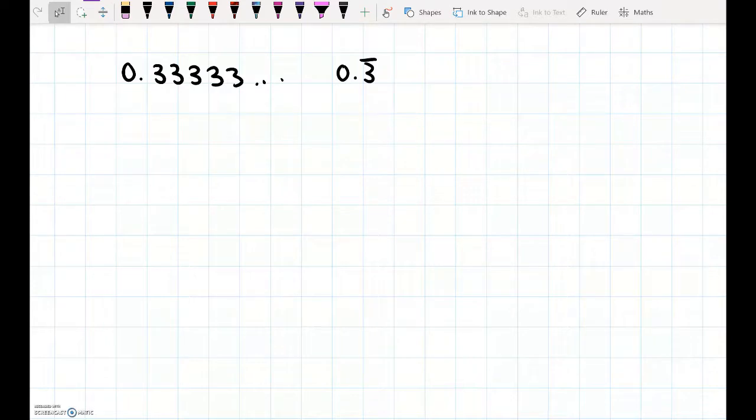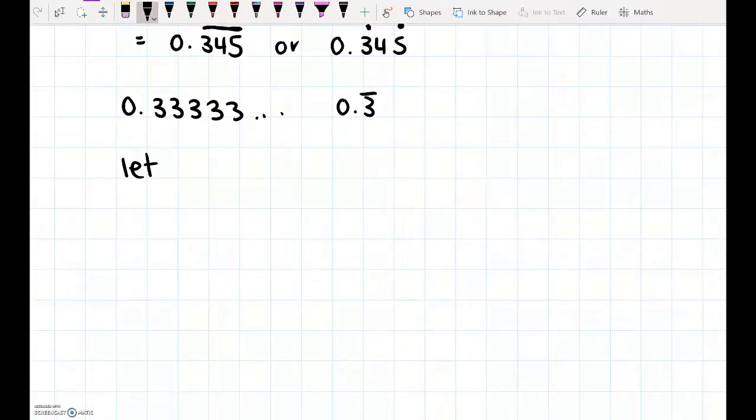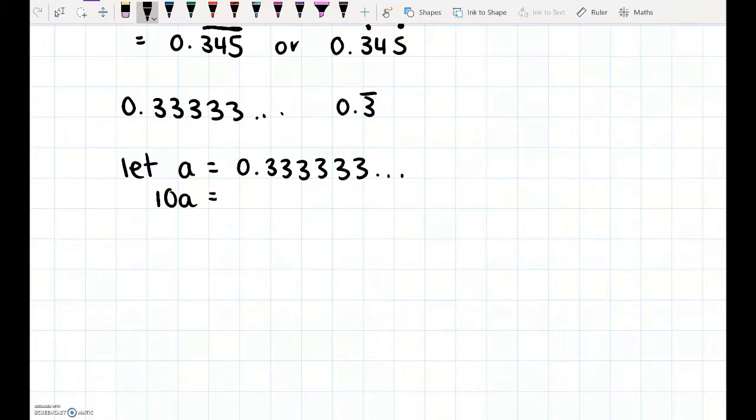There's a really nice trick to doing this, and this works with all recurring decimals. Okay, so what we do is we say, let A equal 0.33333, okay, going on forever. Okay, then we're going to say let 10A equal, and all we have to do then is multiply this by 10. So then we have 3.33333, and this goes on forever.